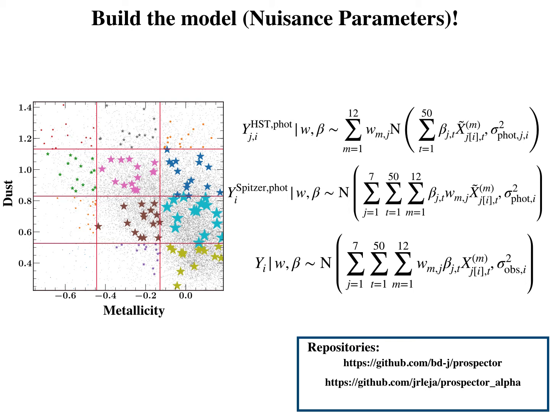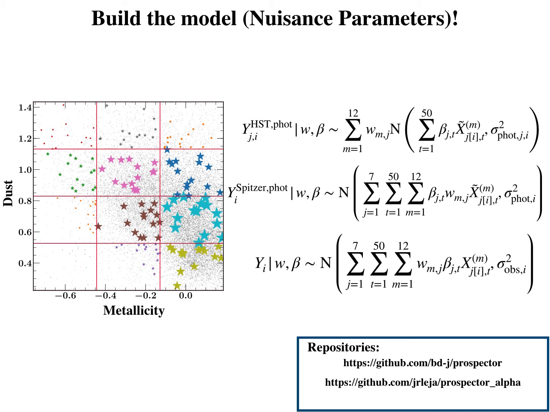It's rather trivial to do that for the HST photometry, because everything is spatially resolved, and for each one of the bins you assign your weights and determine them through a Dirichlet process. What you're going to have as an end result is a mixture model, as shown in the first formula there.